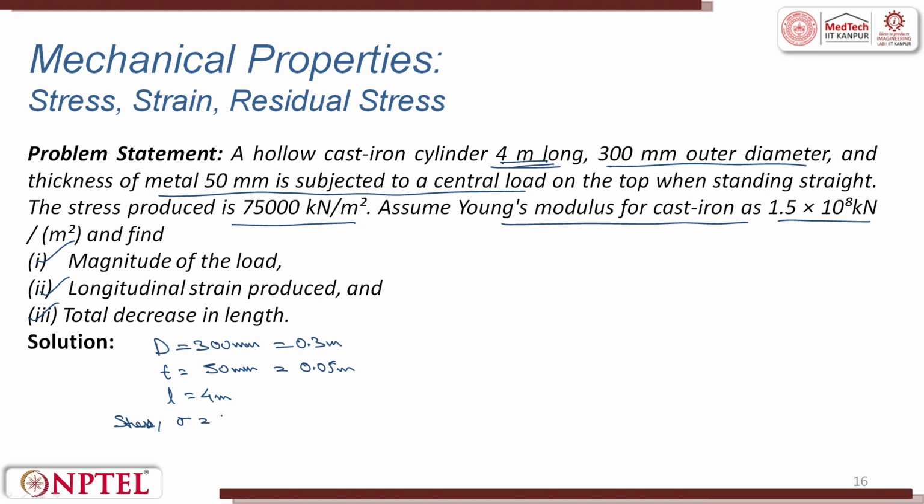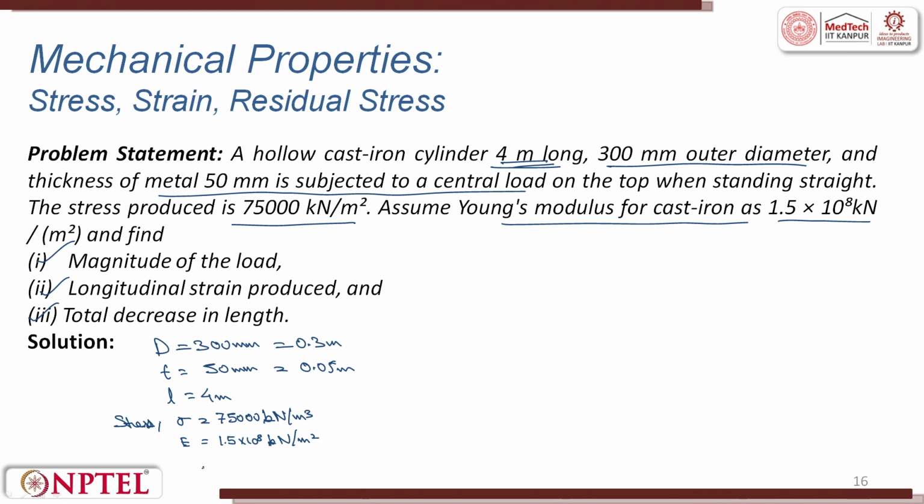is equal to 75,000 kilonewton per meter cube. And we have been given the Young's modulus here as well. Young's modulus value is 1.5 into 10 raised to power 8 kilonewton per meter square. Now, inner diameter of the cylinder is to be determined.